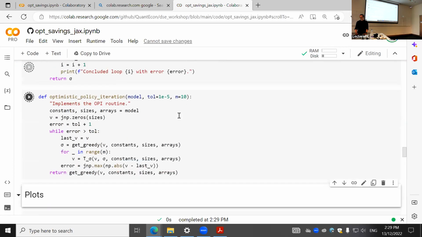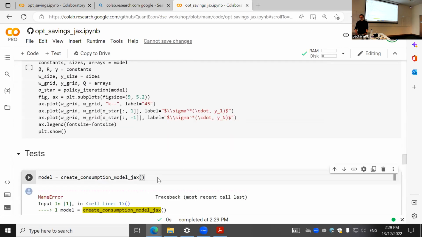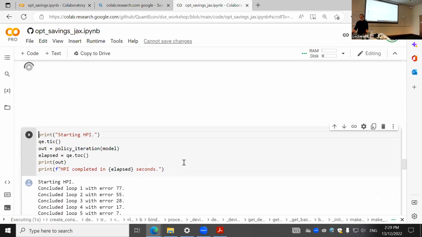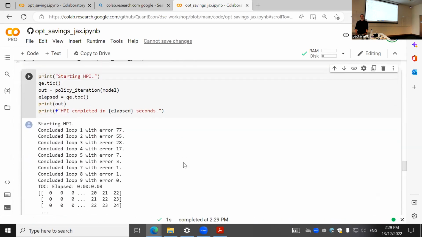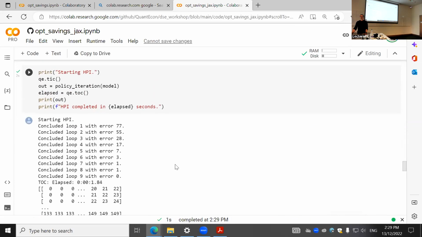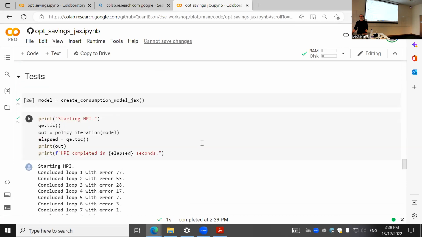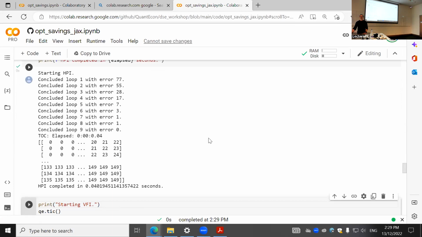Okay, so it's all exactly the same. Let's see what it is. Let's start with Howard policy iteration. I'm going to look at the value function iteration on the CPU, which took 142 seconds. Okay, and that's Howard policy iteration, and it took us 1.8 seconds. So that's a big speed gain. And actually, some of that time was taken by just-in-time compilation. So if I do it again, it's now 0.04 seconds.